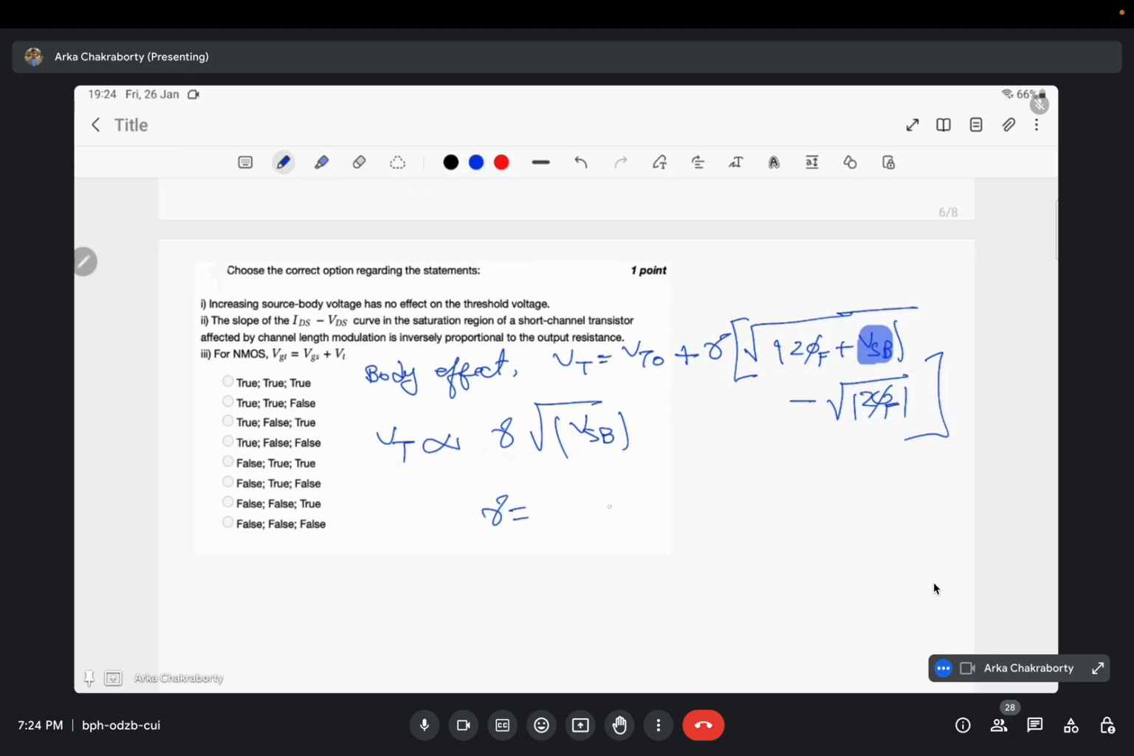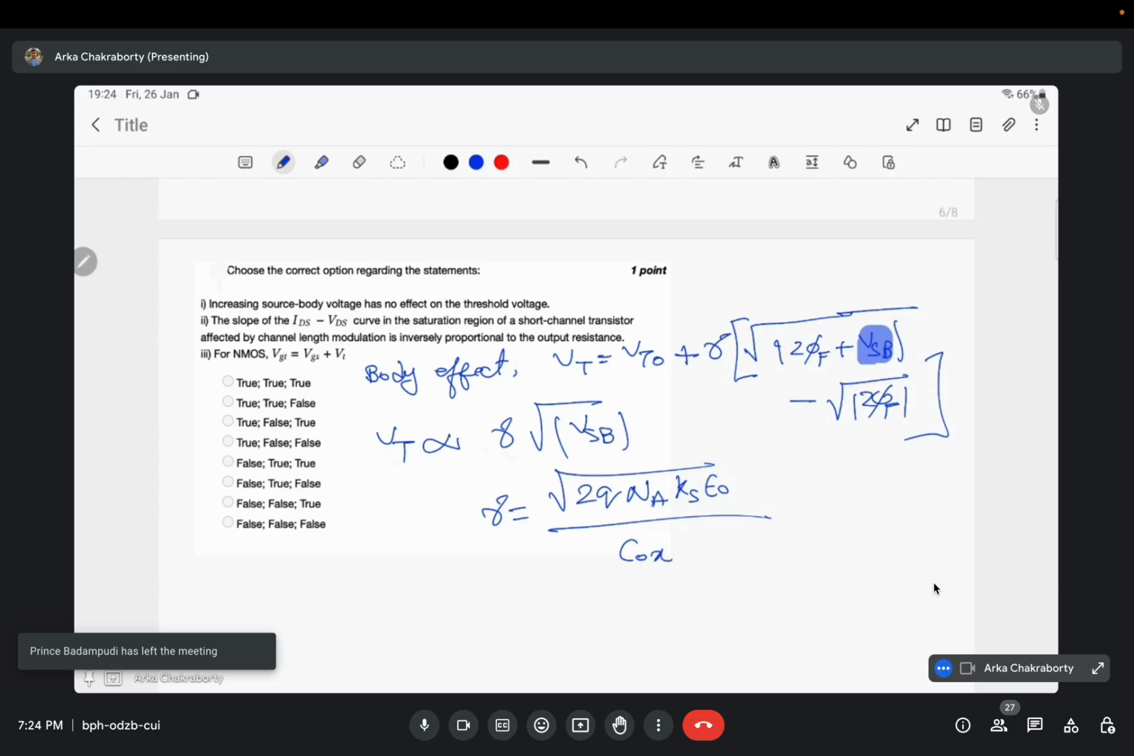Gamma is equal to under root 2q ε_s ε_0 N_A, that is ε_s ε_0, which is the same as ε_r ε_0, divided by C_ox. And N_A is the doping. So the body effect coefficient also depends on doping. If you change the doping, you can change the Vt. If you change the source body voltage, you can change the Vt.